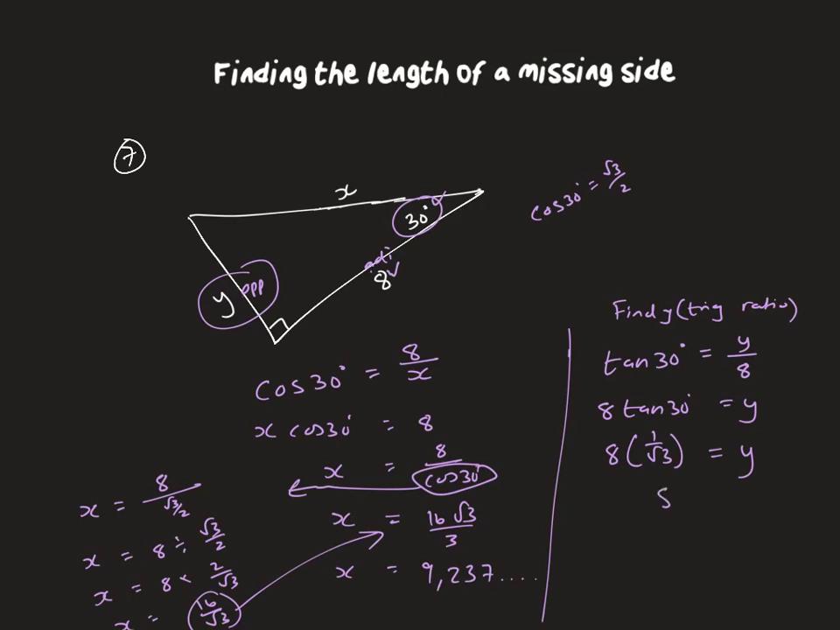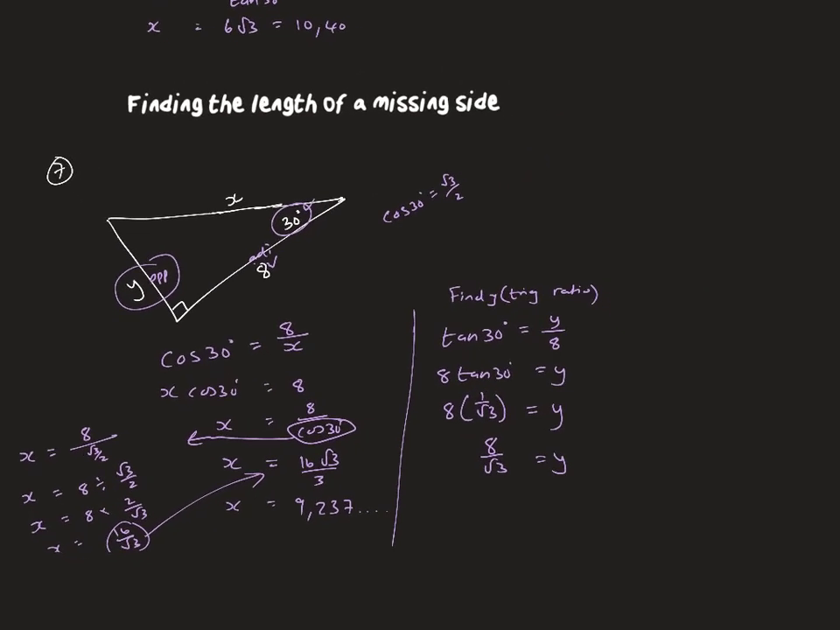And then we've got y equals 8 over root 3. But say, for example, you didn't want to use trig ratios to work out y again. You wanted to use Pythagoras. Why not? In other words, say you worked out x first, and you got 16 over root 3. So we've got x equals 16 over root 3, and the other side length is 8.